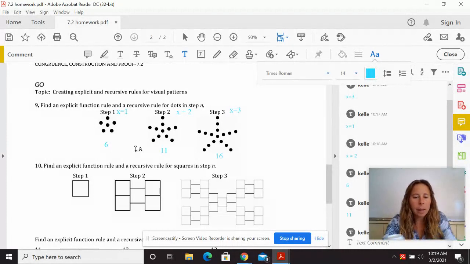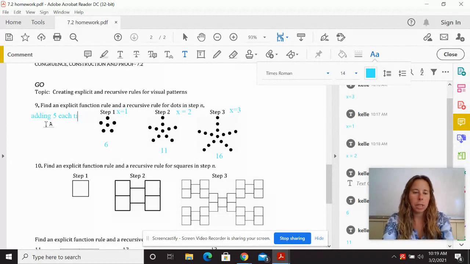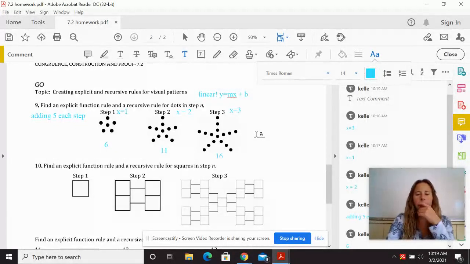Yeah, I am adding. From 6 to 11, that's 5 more. 11 to 16, that's 5 more. So I am adding 5 each time, or each step. Adding 5 each step. So if you're adding or subtracting, then that means your problem is linear. So that should bring this into your brain for writing an equation. y equals mx plus b.